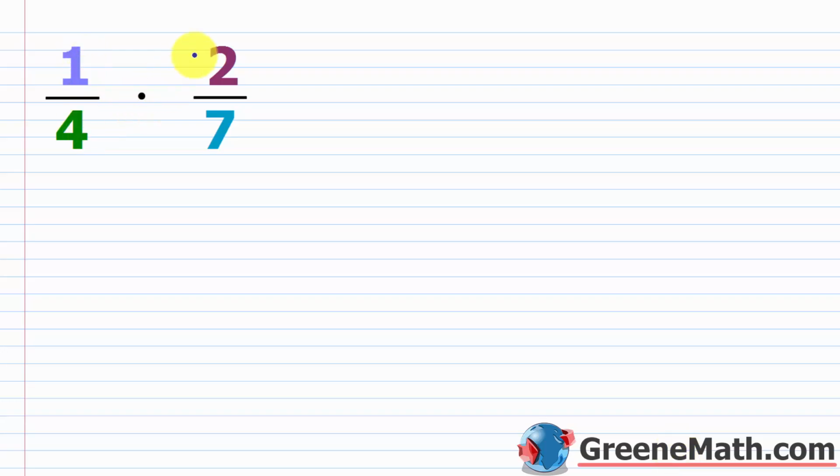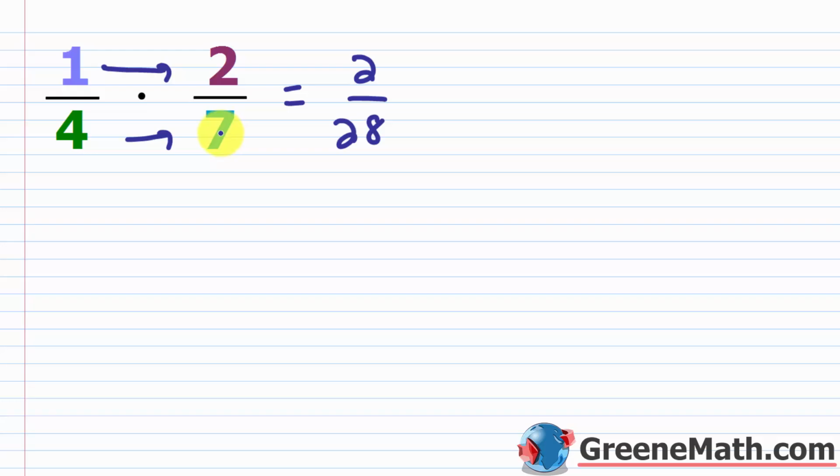So we have 1/4 times 2/7. How can we solve this problem? Well, basically what we could do is multiply across. So 1 times 2 is 2, and then 4 times 7 is 28. So basically numerator times numerator over denominator times denominator.